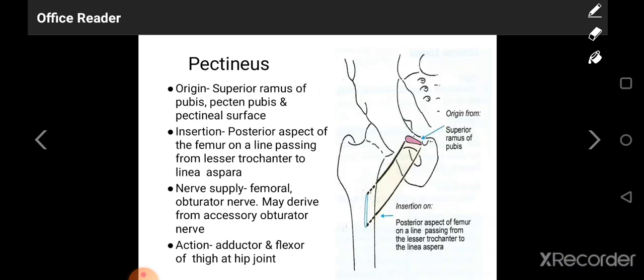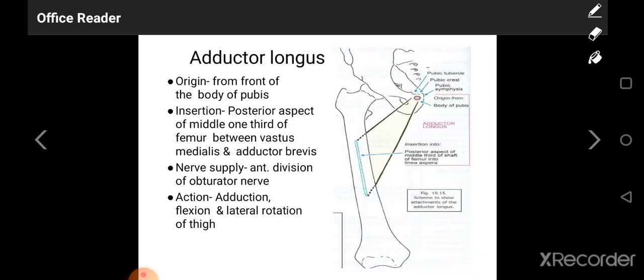Now the individual muscles. First is the pectineus. It arises from the superior ramus of the pubis, pecten pubis and pectineal surface of the pubis. It is inserted on the posterior aspect of the femur on a line passing from the lesser trochanter to the linea aspera. The nerve supply is by the femoral nerve as well as the obturator nerve. It may derive its nerve supply from the accessory obturator nerve. Action is adductor and flexor of the thigh at the hip joint.